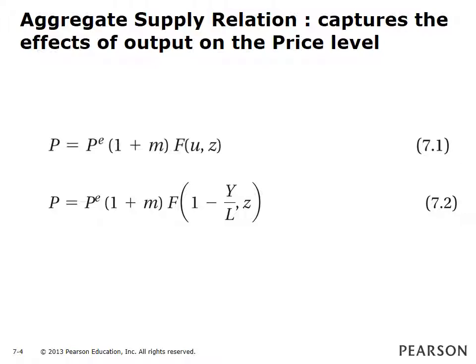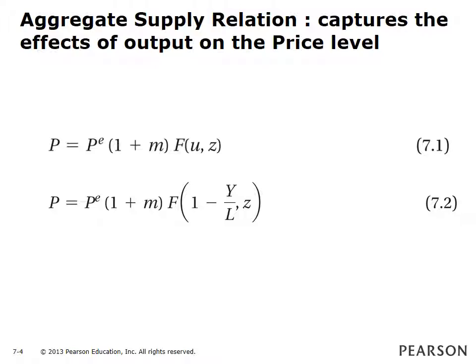W equals PE times a function of u and z, and P equals (1 plus m) times W. Now substitute W from the WS relation into the PS relation to get equation 7.1. To go from equation 7.1 to 7.2, express the unemployment rate in terms of output.